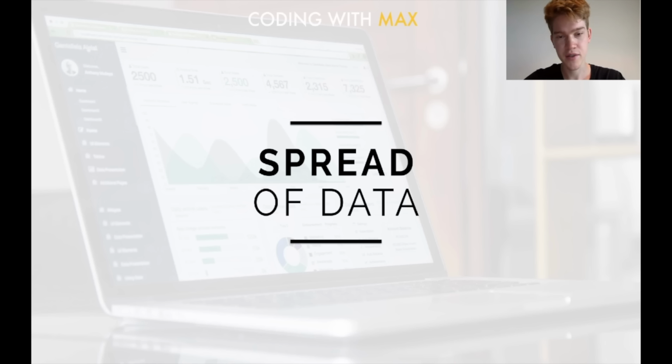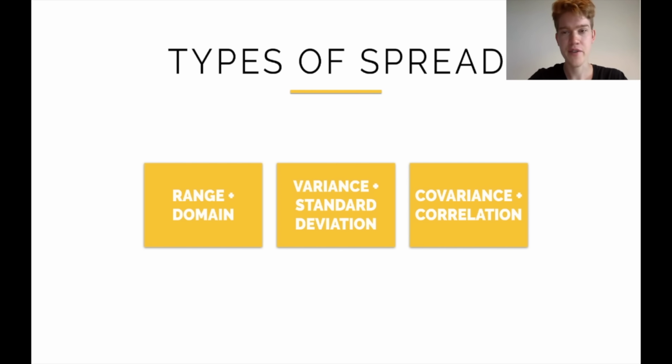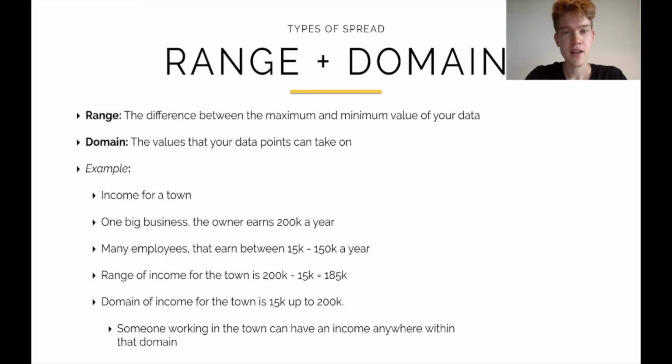In this lecture, we're going to look at spread of data. We're going to start off with looking at the terms range and domain. Then we're going to move on to understanding what variance and standard deviation mean. And then finally, we'll look at covariance as well as correlation. All right, so let's start off with the range and domain.